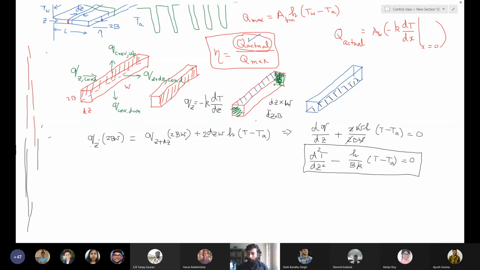Okay, so now let us do a little bit of non-dimensionalization. First, we'll non-dimensionalize temperature. We call it theta. Theta equals T minus TA divided by T wall minus TA. So, any idea why we do non-dimensionalization of an equation?